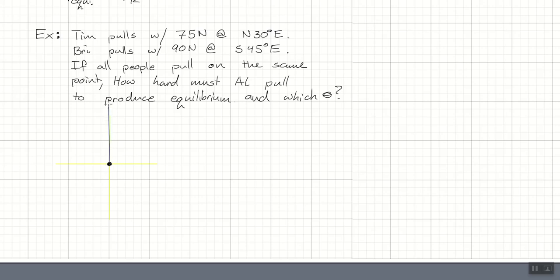Start at north, cool, and then I fall which direction? Is east to the right or to the left? Right. To the right, and probably about there. Okay, Tim's is 75, so I'm going to make that a little bit shorter so that I don't have to make Bree's ridiculously large. As we're here, I'm going to make sure that I label this F sub.